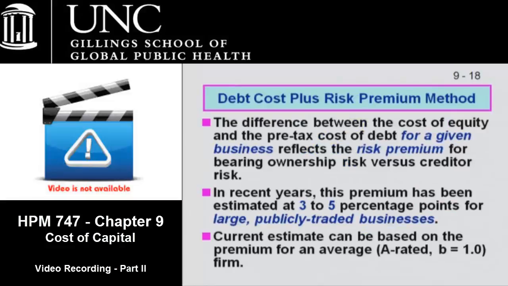And then finally, the last method, which we haven't talked about before, is called the debt cost plus risk premium method. What that is, is the difference between the cost of equity and the pre-tax cost of debt for a given business. In other words, we take the average firm in our industry and we look at the average rate of return on equity and the average cost of debt, and we look at the difference between those two numbers. We can then use that and add that onto our basic cost of equity to come up with an estimate.